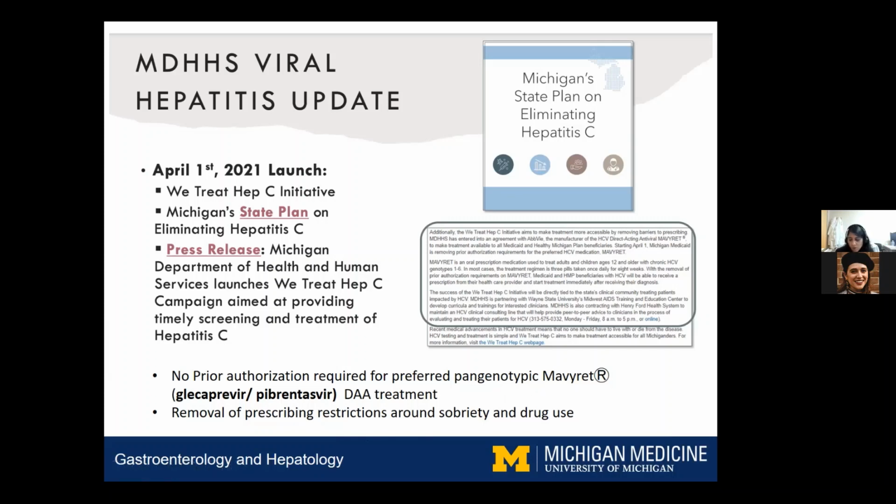So they had a whole call for applications from pharma companies to compete, essentially. And in the end, they went with the pangenotypic regimen of MAVRIT. So doing away with the prior authorization for Medicaid patients also means that they've eliminated restrictions around sobriety and drug use and need for abstinence, or information around these things in individual patients, which have been barriers to getting patients treated, when we know that we can often safely and effectively get these patients treated, even if they have ongoing or recent drug use or alcohol use.